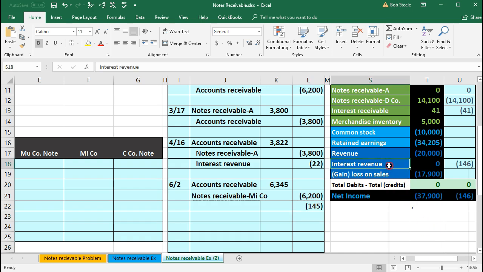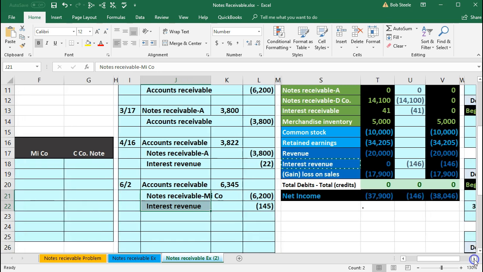That's going to go to a credit to interest revenue. So S18, going to right click and copy. Put that in J22, right click and paste, 1, 2, 3. Going to then highlight these two and indent. So I'll highlight these, home tab, alignment, increase the indentation. Then we're going to record this out.